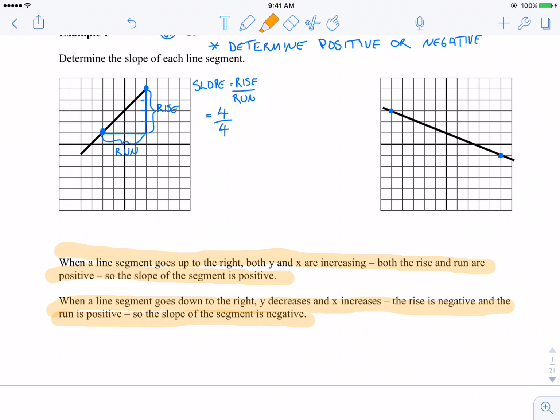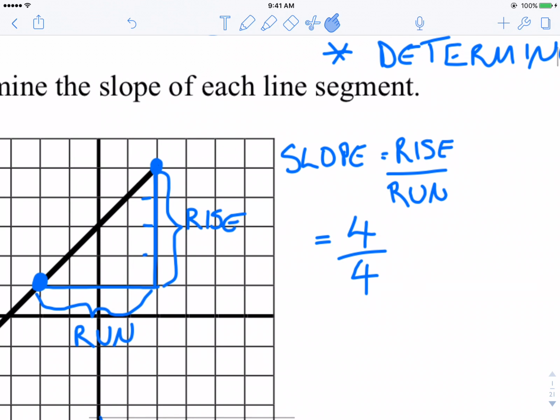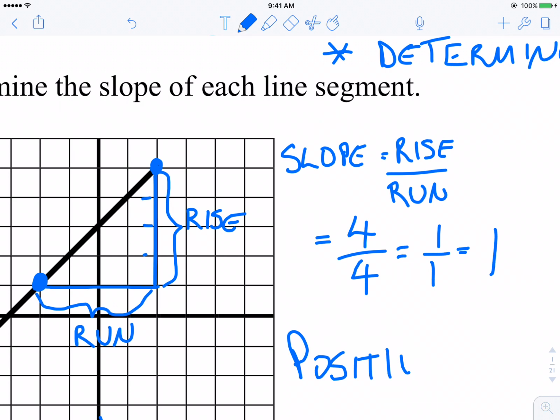So I know that this line here should have a positive slope. Did I end up with a positive slope? Well, I have 4 over 4, which actually reduces to 1 over 1. We never write that 1 on the bottom, so it's 1. And is it positive? Absolutely. So the slope of my line in this case is positive. Okay.